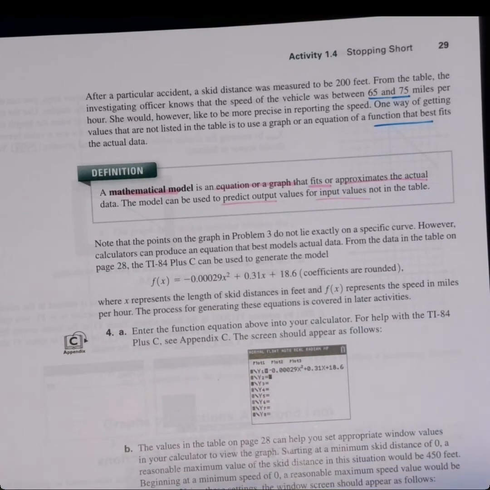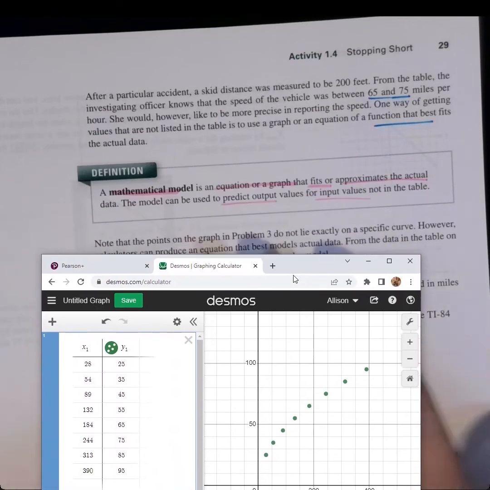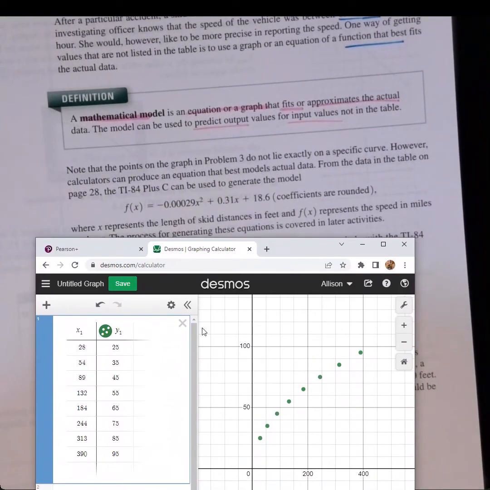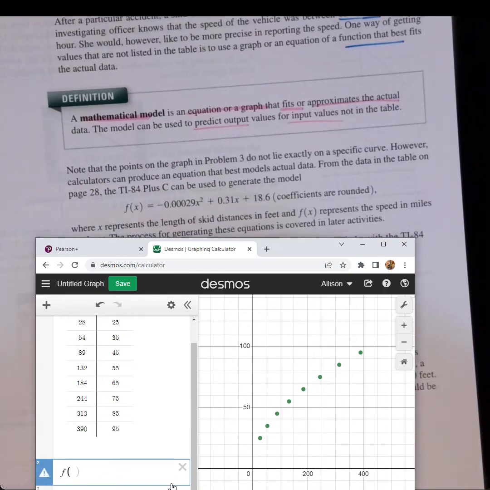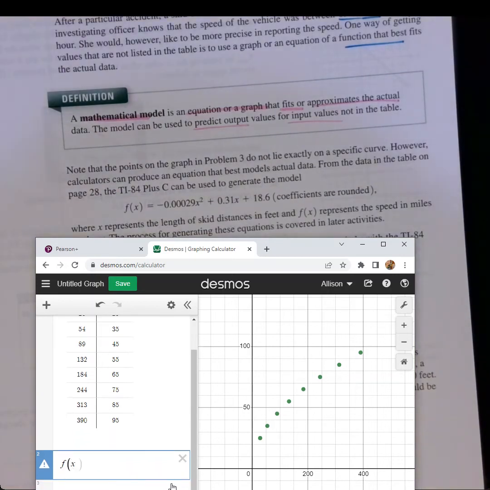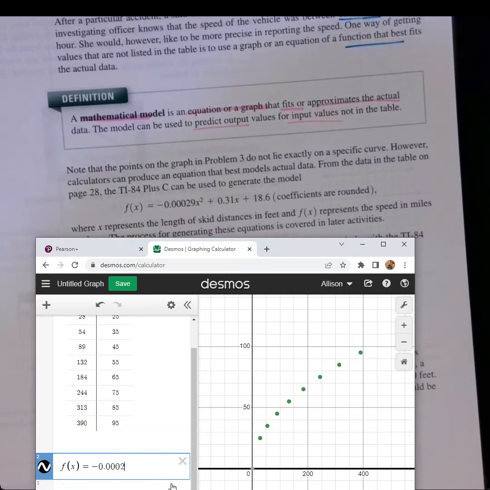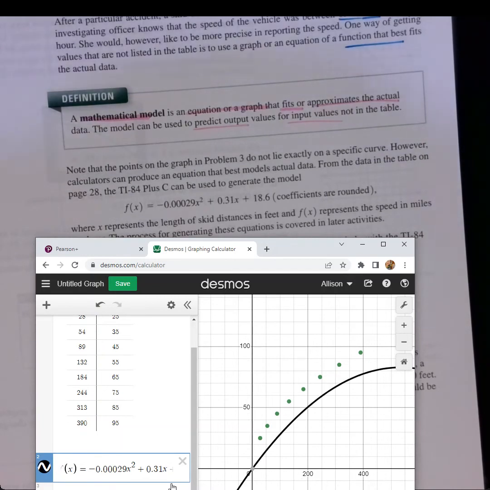Okay, so they have given us an equation here. Let me push that so I can see the equation and I can type it in down here. They're saying it's not really a specific curve or a line, but I can guess that this function f of x equals negative 0.00029x squared plus 0.31x plus 18.6. So, does that kind of fit?